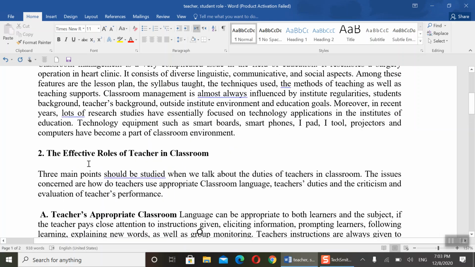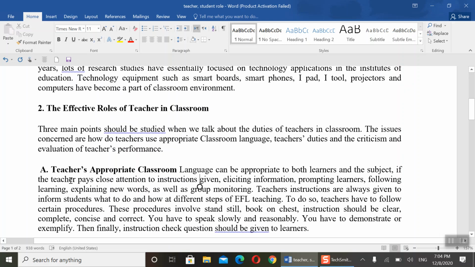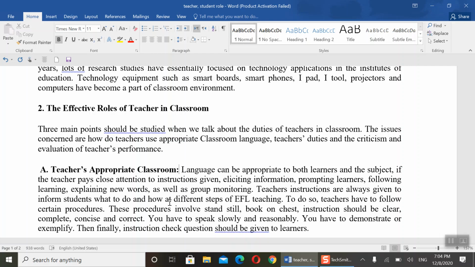Here is a summary of the effective roles of teachers in the classroom. Here we have three main points that should be studied when we talk about the duties of teachers in the classroom. We have A, B, C. Number one, teachers' appropriate classroom language. Language can be appropriate to both learners and the subject if the teacher pays close attention to instruction given.